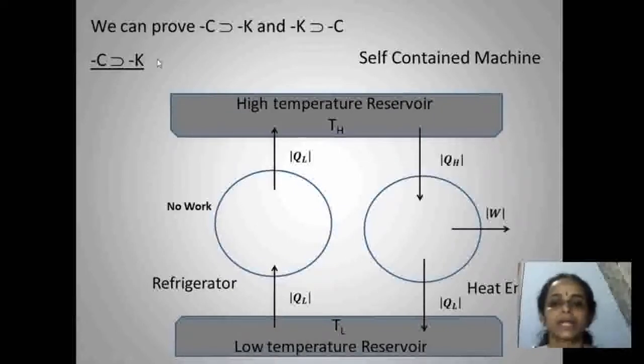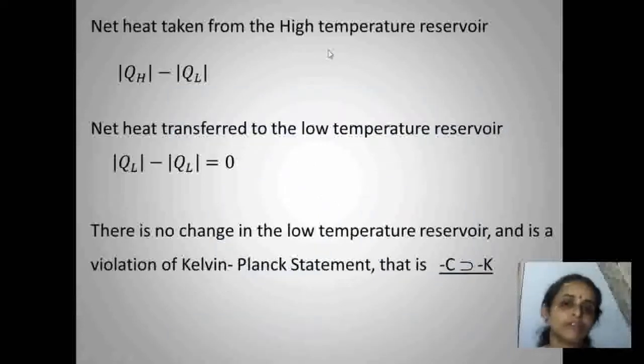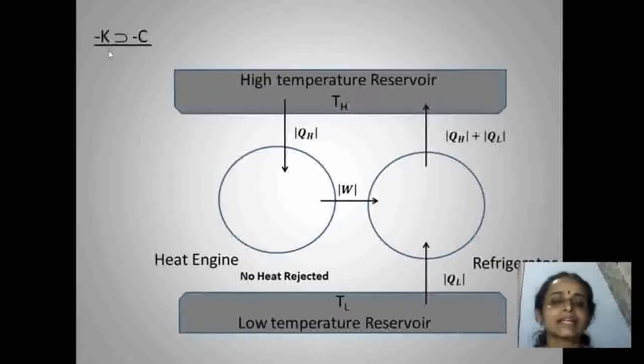Okay. So next, for the equivalence, to consider the Clausius and Kelvin-Planck statements as equivalent, we have to prove not-C implies not-K. That we have already done. Then we have to prove not-K implies not-C. For that, we are considering a heat engine that is violating the Kelvin-Planck statement. Then we have to prove the Clausius statement is false.